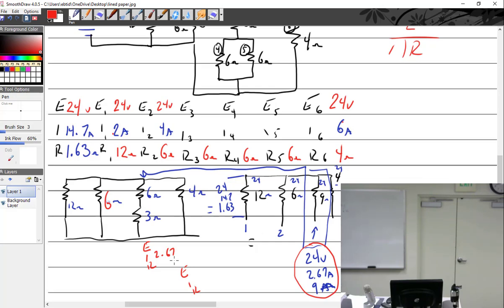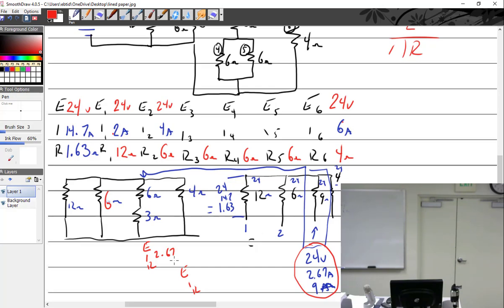Okay, so now I'm going to redraw this. I have to simplify it. Okay, so let's simplify it here. And so I have a resistor. Okay, that's R3. This is R4, R5, and this is R6. Got it? Okay. And we still have our totals over here.